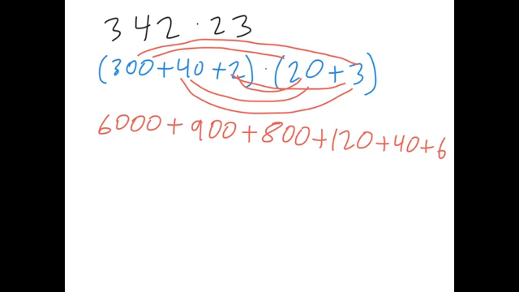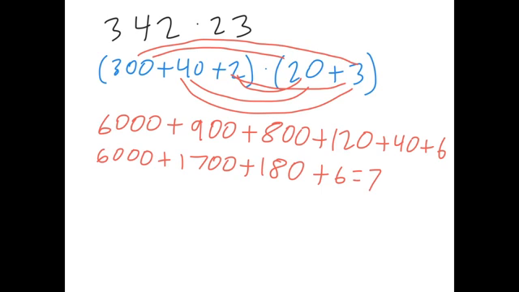Let's just add up the things that have the same amount of zeros first and say 6,000 plus, and then add these two. 900 plus 800 is 1,700. Then 120 plus 40 is 180. And then 6. And so we can add that up, and that'll give us 7,886.